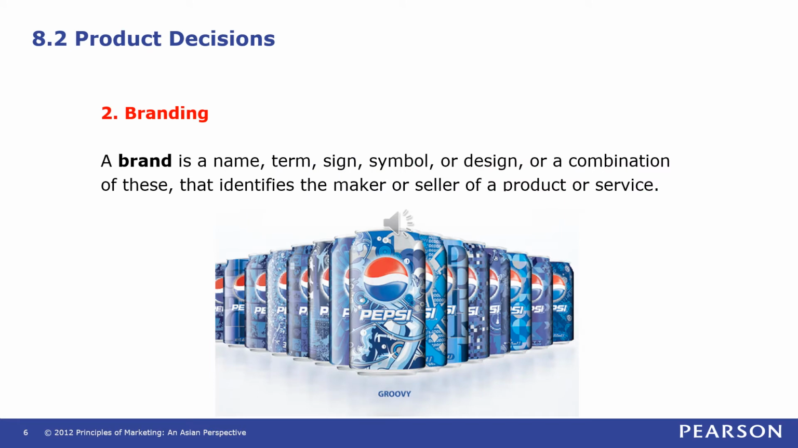So the second individual product decision is on branding. A brand is a name, all right? It's a term or a sign, a symbol or a design, or even a combination of these, that identifies the seller of the product or the services. So basically, consumers view a brand as an important part of a product, and branding can add value to the product itself.